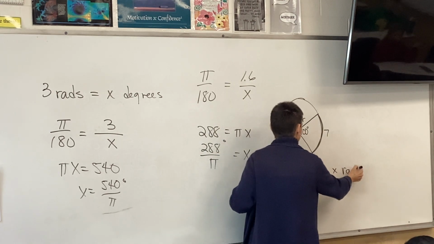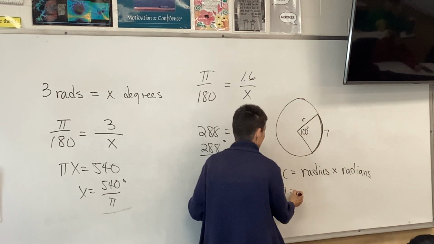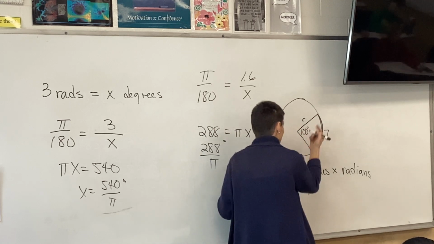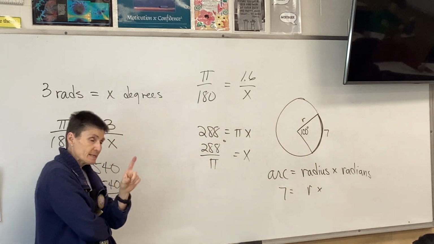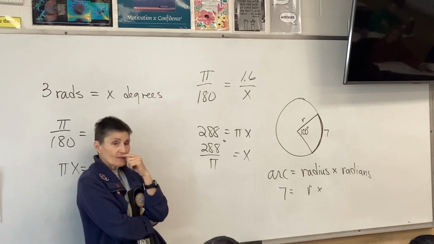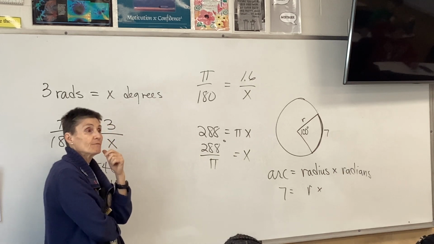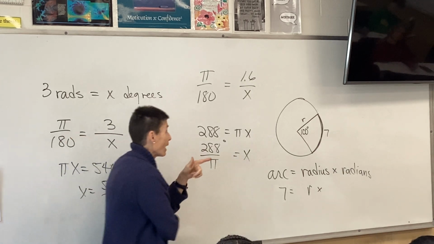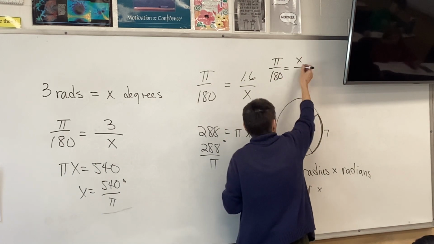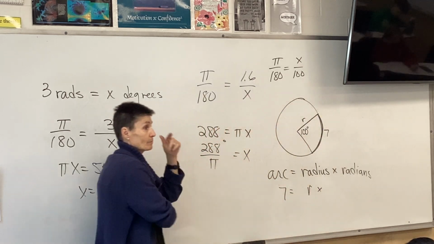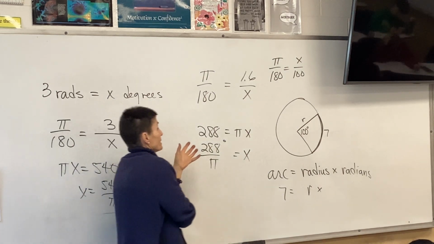Radius times radians. Now my arc length is 7. My radius is r, but my angle is 100 degrees, and I need it to be in radians. So what am I going to have to do? Convert it. And I know how to do that because I just practiced. Pi is to 180 as something is to 100. Pi radians is 180 degrees. So how many radians are 100 degrees?